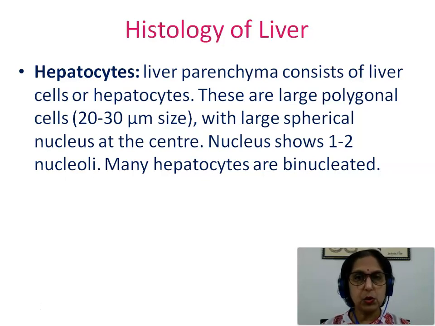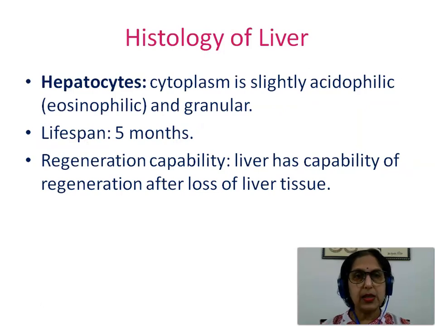Nucleus shows 1 to 2 nucleoli, and many hepatocytes may be binucleated. Cytoplasm is slightly acidophilic, that is eosinophilic, and granular. Lifespan of the hepatocytes is 5 months. Regeneration capability: liver has capability of regeneration after loss of liver tissue.